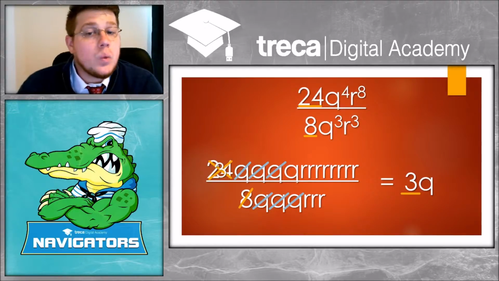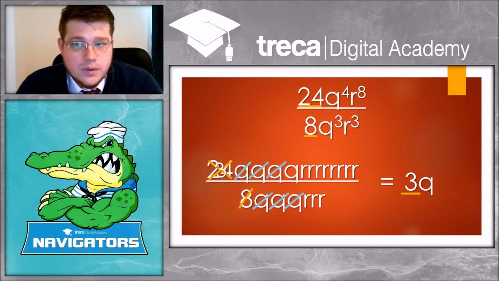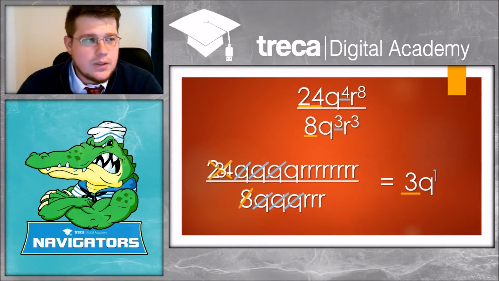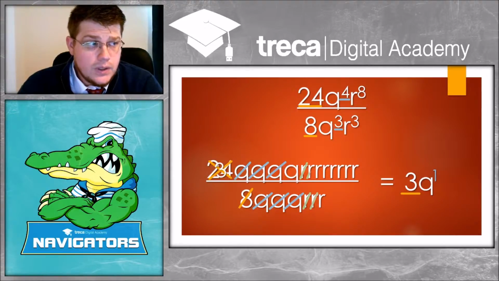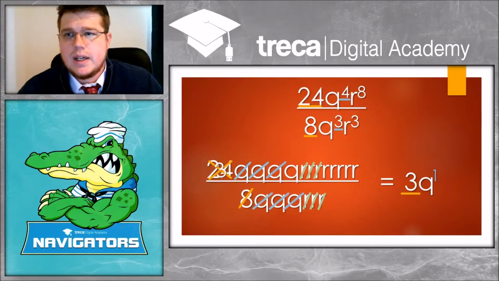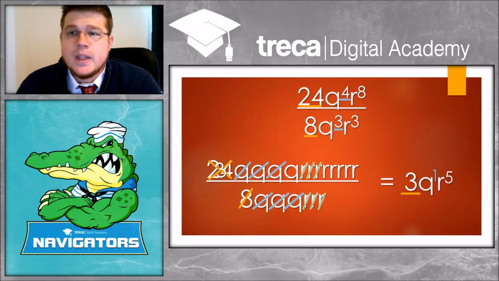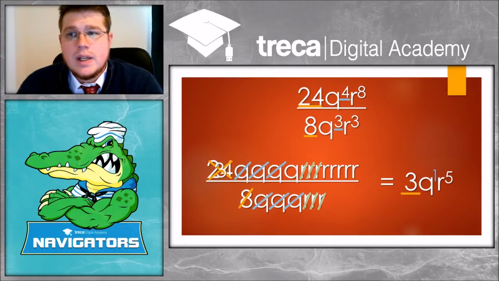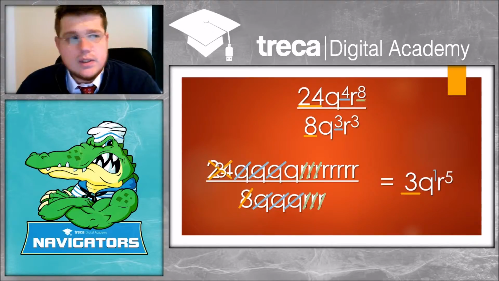Now when we look at our original problem, we can subtract the exponents for the q. Q to the 4th minus q to the 3rd equals q to the 1st. Easy peasy. Now let's go to the r's. Let's cancel. 1, 2, 3. And we're left with r times r times r times r times r, which is the same thing as r to the 5th. If we were calculating it using our base problem, we subtract our exponents for our r's, so 8th minus the 3rd gives us r to the 5th.